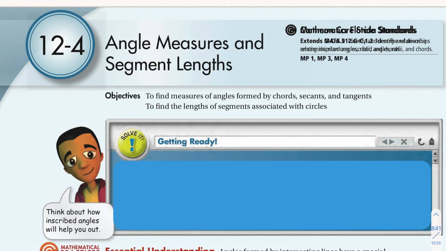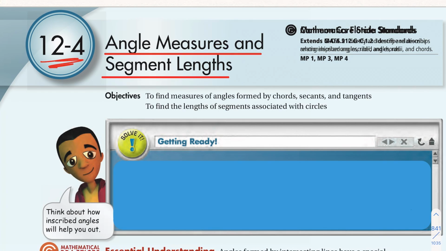Okay, Lancers, here we are with 12.4, and this is going to be part one of two parts. So in this section, we're talking about angle measures and segment lengths. So what the heck does that mean? First of all, let's just do a little bit of review.